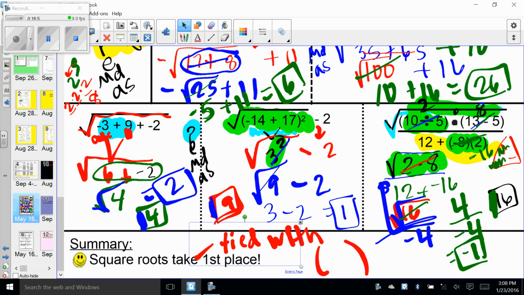Okay, guys, so that is your homework piece for tonight, is being able to do that. You only have 1 page of homework. Your job is to do the homework page 33 for tonight.